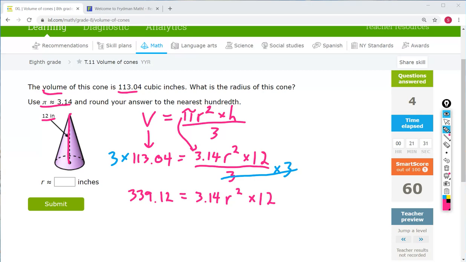Okay, now we could do this in 2 steps. We could divide both sides by 3.14 and then divide both sides by 12. So you would be taking this number and dividing it by 3.14 and then dividing that result by 12.